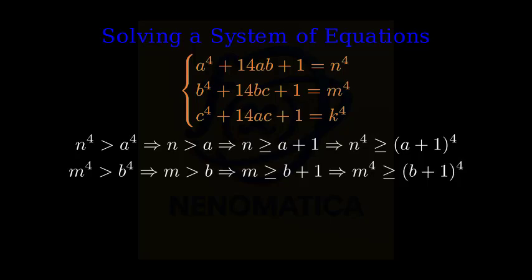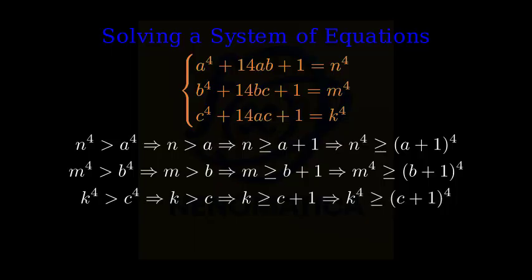Similarly, for the second equation, we can derive that m to the power of 4 is greater than b to the power of 4, which implies that m is greater than b. Since m is greater than b, we can also say that m is greater than or equal to b plus 1, which means m to the power of 4 is greater than or equal to (b plus 1) to the power of 4. For the third equation, we follow the same pattern.